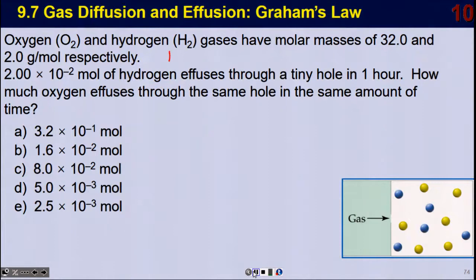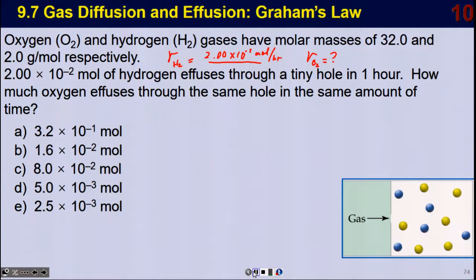So the rate of hydrogen is going to be 2 times 10 to the minus 2 moles per hour. We're going to come up with how much in the same amount of time, so it's the number of moles that we're looking for. And so we want to know the rate for the oxygen. How are we going to do this?